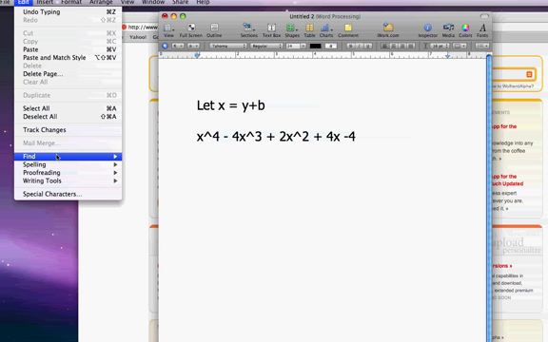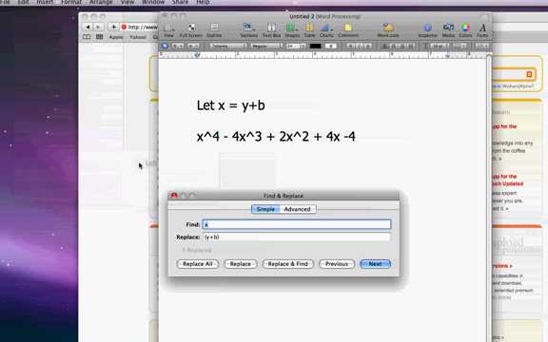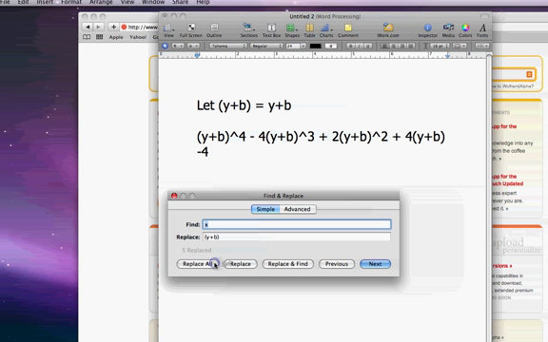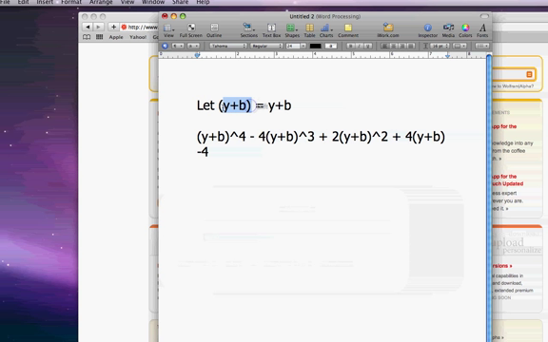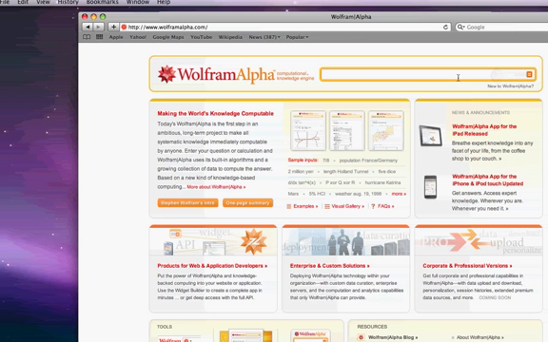So we'll go to the find and replace command and replace every x by y plus b as follows. I'll hit replace all. I'll just change this one back so we know what we're doing. Now, this quartic based on y plus b is messy, and we'd like to expand it and then tidy it up. So to do this, we'll use Wolfram Alpha. We'll copy the quartic, paste into Wolfram Alpha, and hit the equals button.